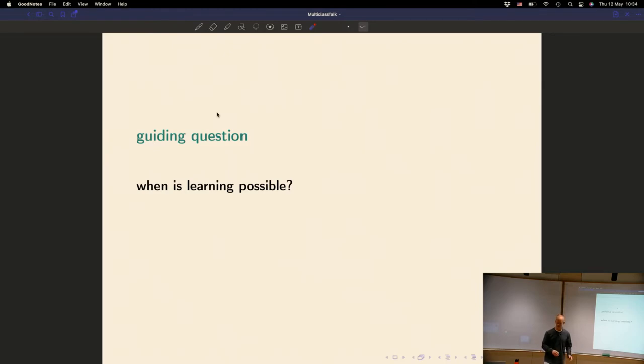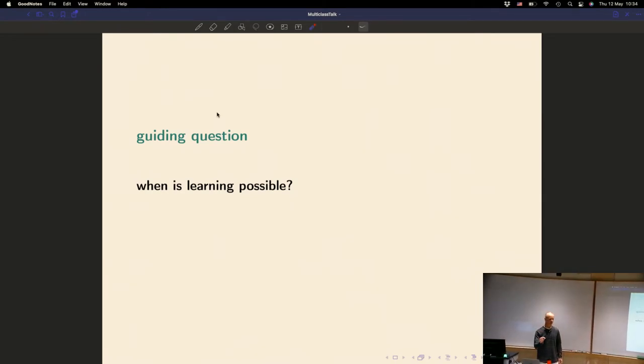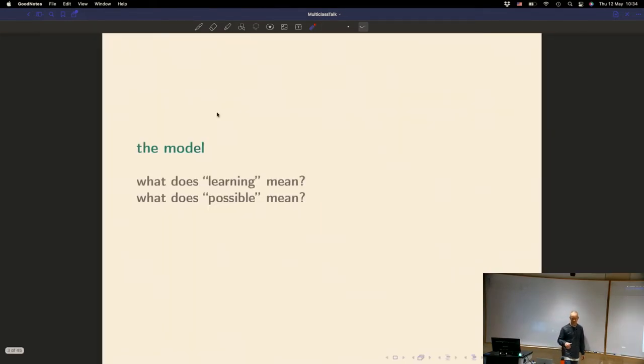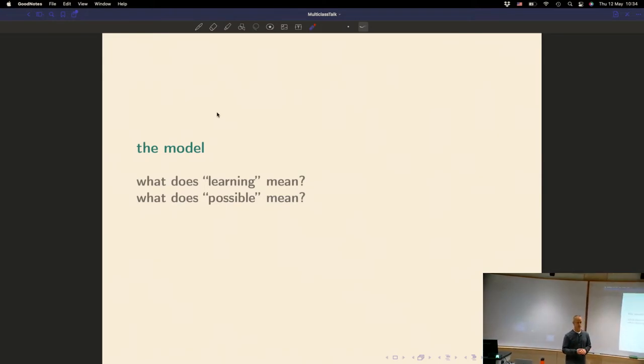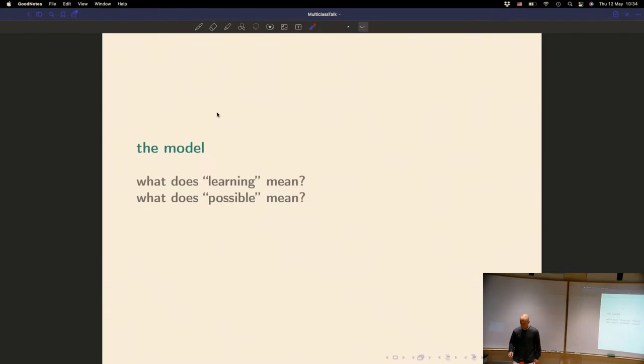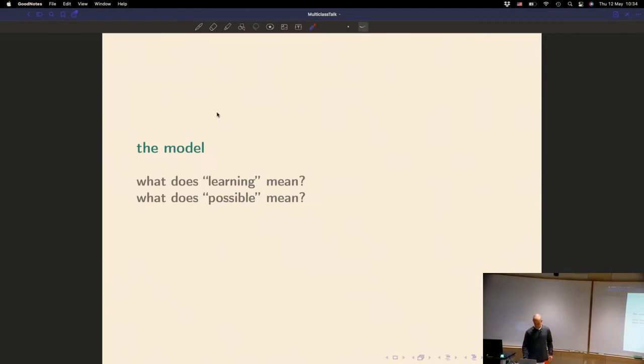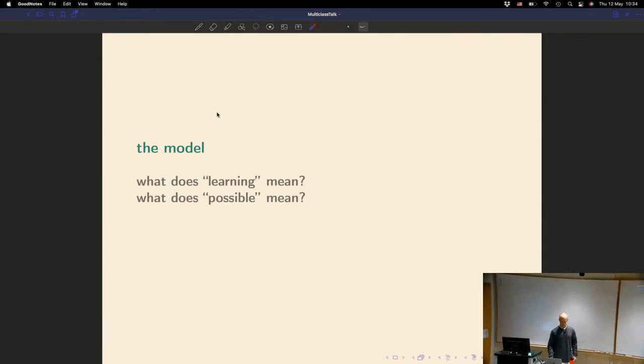So this is a very, very basic question, and we are going to try to answer a very, very specific instance of this big question. So the first part will be just to define this question, to say what I mean from a mathematical perspective. And I guess you all know this, but I'm not sure, so I will go over it anyhow. So we are going to define the term learning and the term possible. These are the two things we want to define.